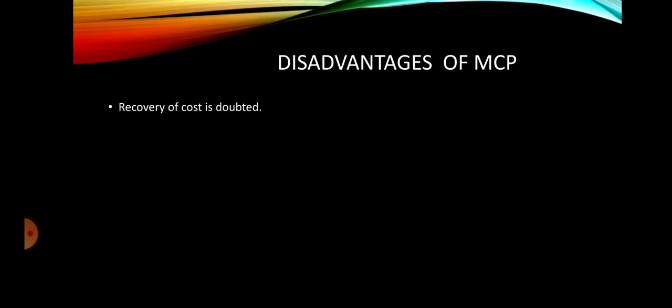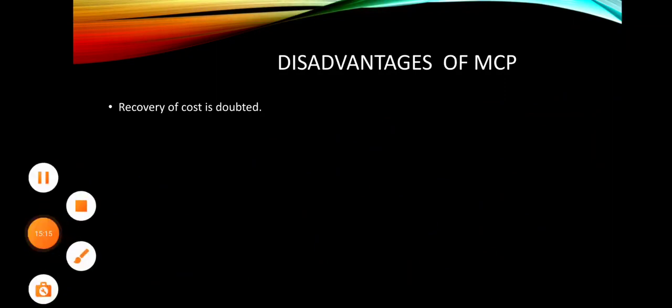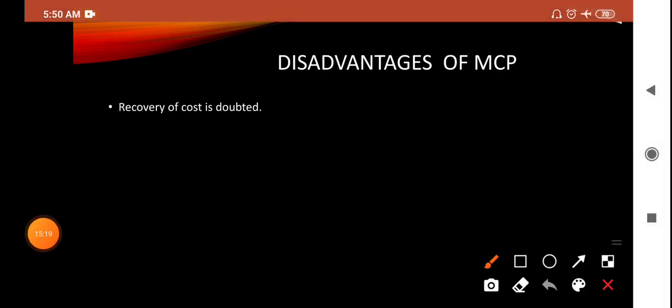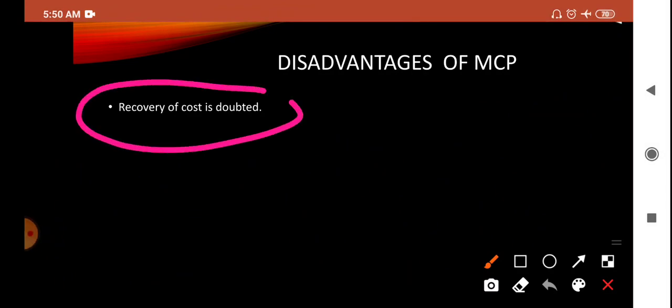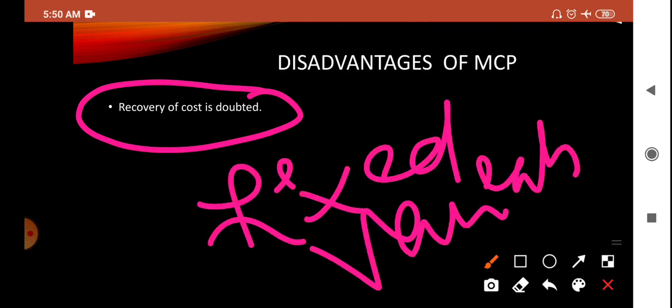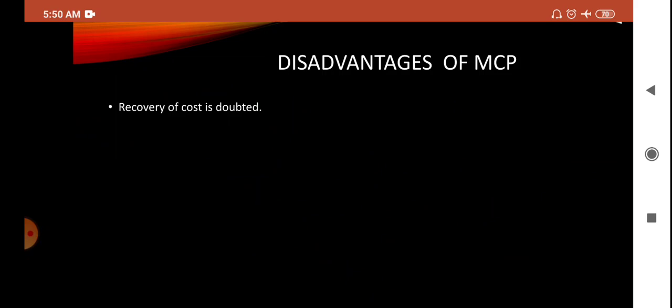The disadvantage is that recovery of cost is doubted. In the advantages we saw that the variable cost or the additional cost of the product can easily be recovered, but as it has ignored the fixed cost, only recovering the variable cost is not enough. Recovery of the main cost is doubted. This is the disadvantage of marginal cost pricing.